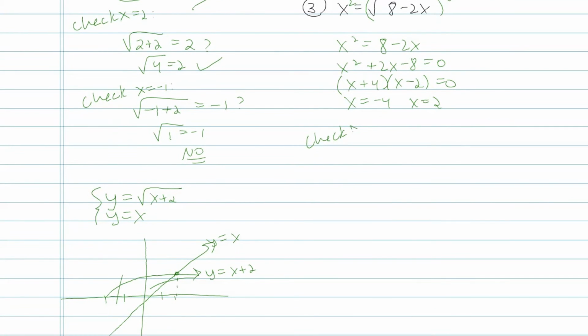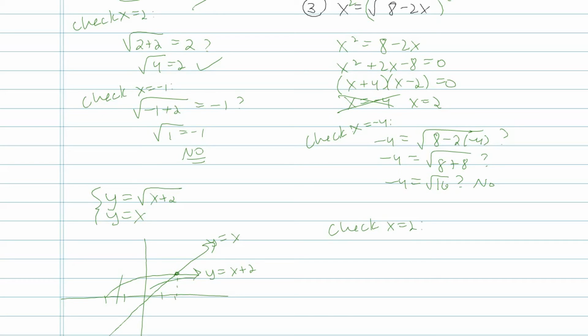I'm going to start by checking x equals negative 4. Is it true that negative 4 is equal to the square root of 8 minus 2 times negative 4? Let's see. Negative 4, is that equal to 8 plus 8 square rooted? No, negative 4 is not the square root of 16. It's not the principal root. So negative 4 is not a solution. Make sure it's crossed out. Make sure it's not boxed, because that's not part of the answer.